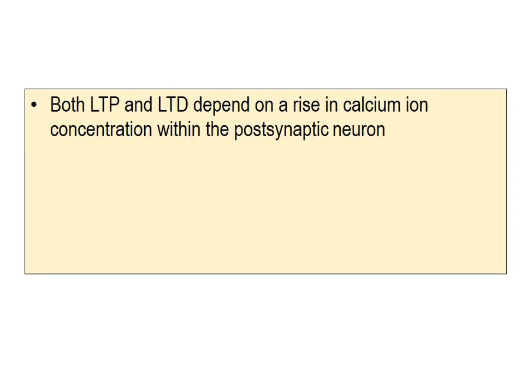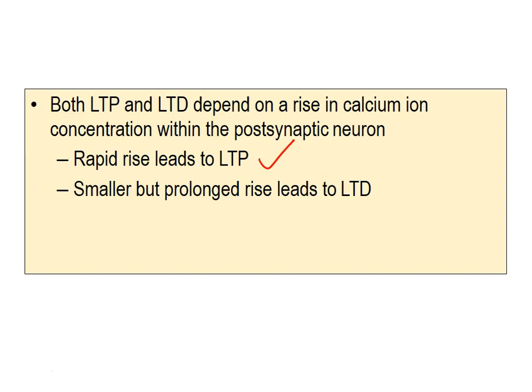But realize that both long-term potentiation and long-term depression depend on a rise in calcium ion concentration in the postsynaptic neuron. It's been found that a rapid rise in calcium ion concentration leads to long-term potentiation, but if there is a very slow, prolonged rise of calcium, this has been found to lead to long-term depression.